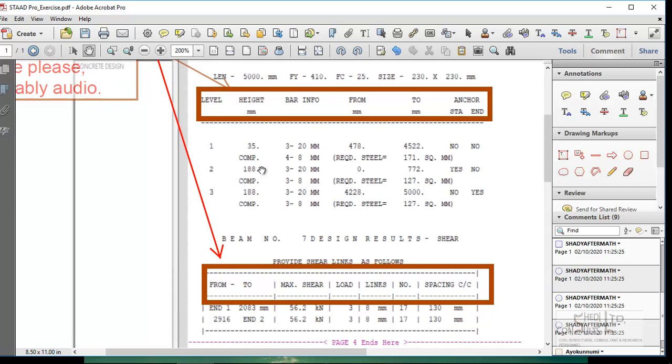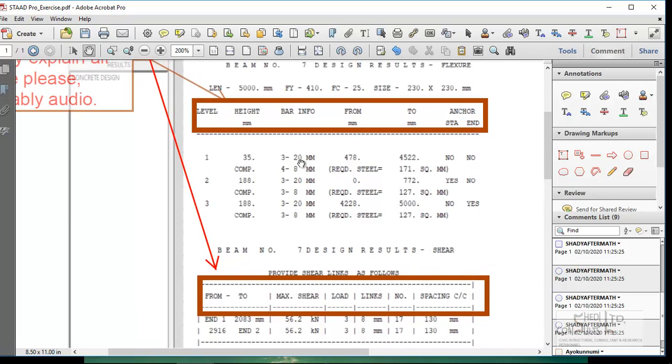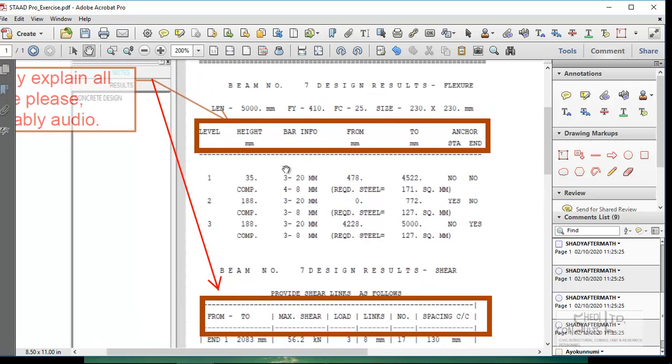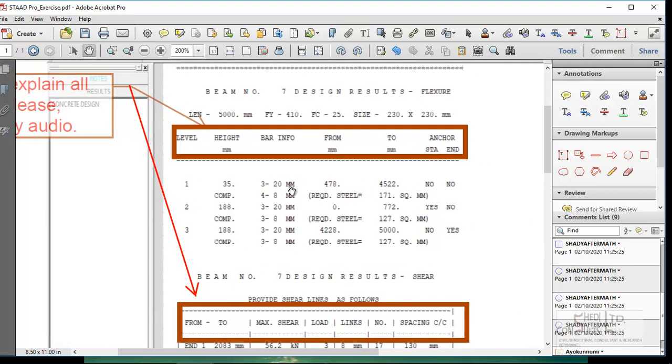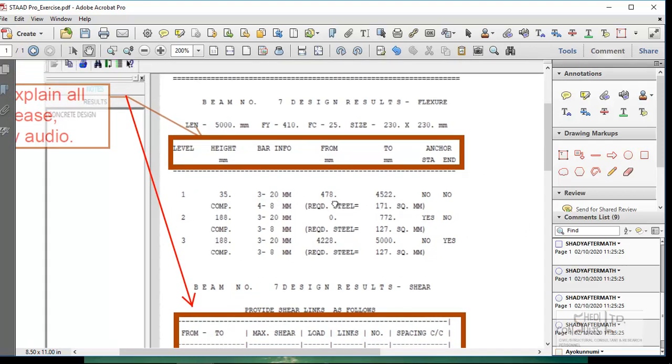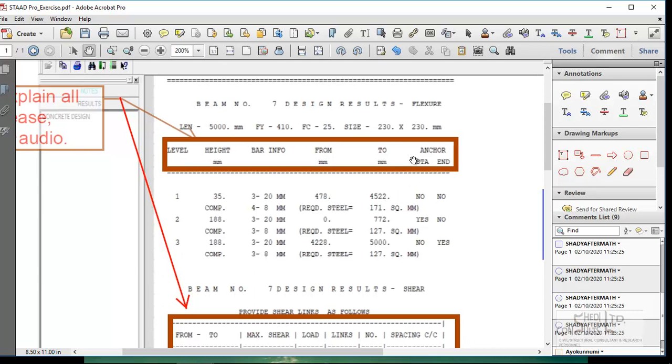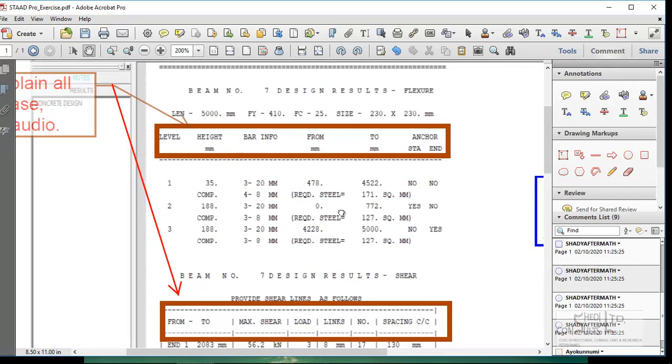Now this is telling you that at a height of 35 millimeters from the bottom of your concrete cross-section, you require a reinforcement size of 3 number of 20 millimeter diameter reinforcement. Okay, it's saying that you require this reinforcement from a start point of 0.478 meters to an end point of 4.522 meters. Look at your total length of your beam is 5 meters. Okay, so it says that at a height of 35 millimeters from the bottom of your concrete cross section.